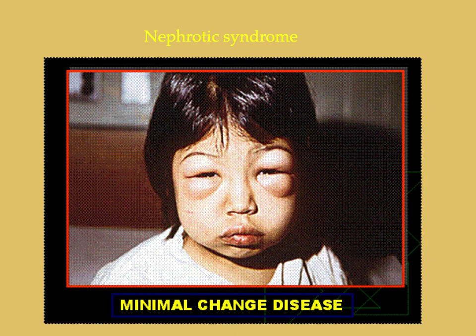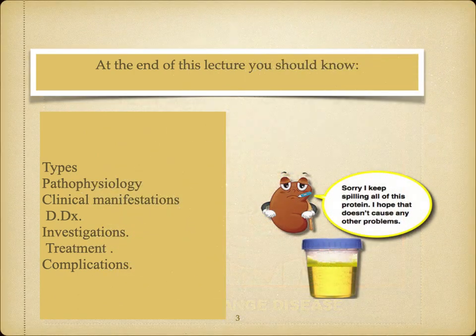Firstly, we are going to speak about nephrotic syndrome, mainly minimal change type. At the end of this lecture, you are going to learn the types of nephrotic syndrome, the clinical manifestation, how we can reach a diagnosis, what investigations are required for making the diagnosis, the treatment plan, and lastly the complications.